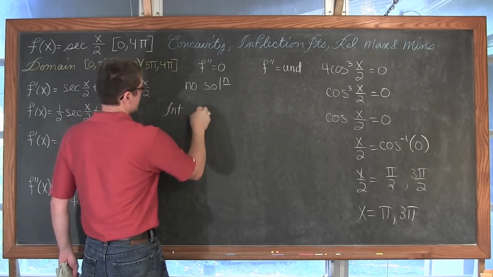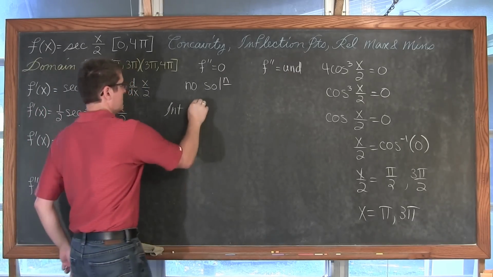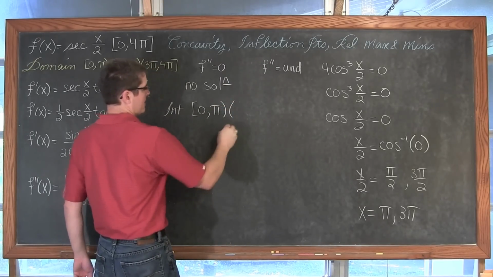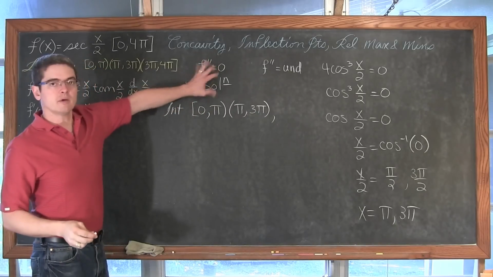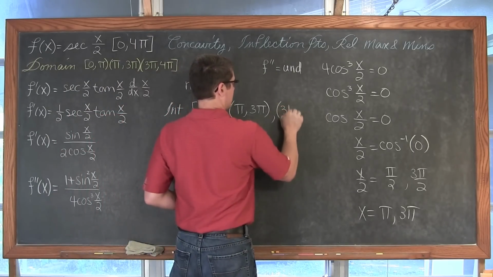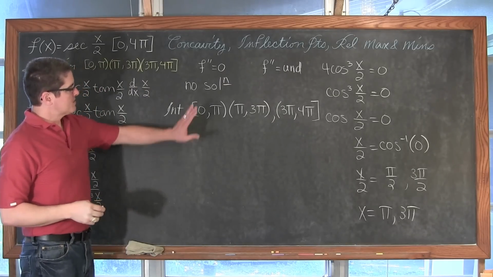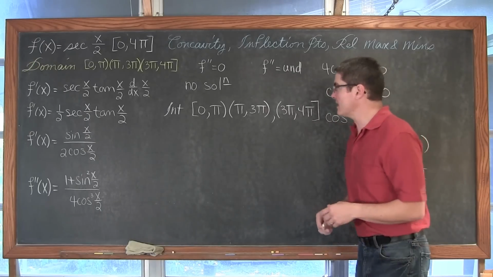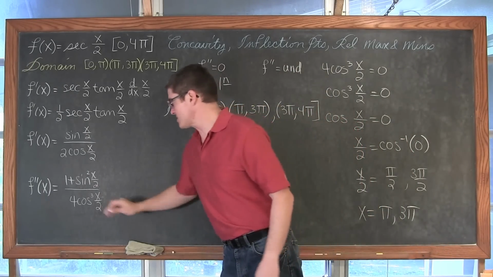go from negative, oh, excuse me, I was going to say negative infinity, but our domain starts at 0. So 0 to pi, and from pi to 3 pi, and of course I'd be including my critical values from where the second derivative was equal to 0, if any existed, from 3 pi to 4 pi. Okay, so we're looking for where the second derivative is positive or negative for concave up and down. And we're going to have to plug these values into this function.